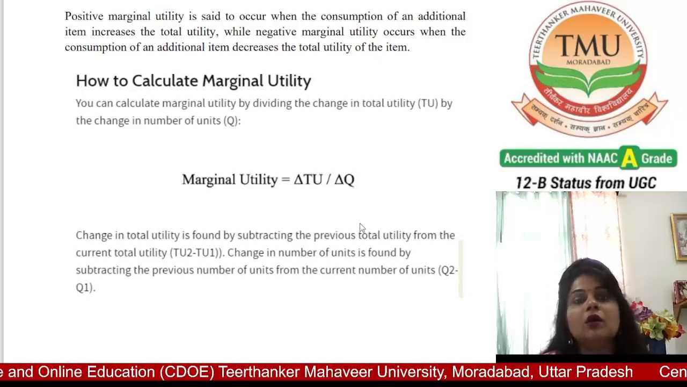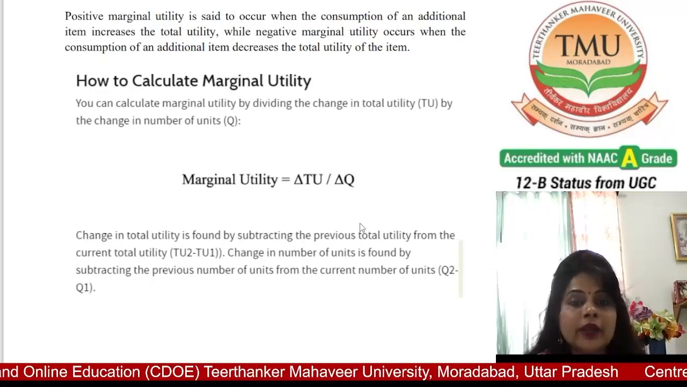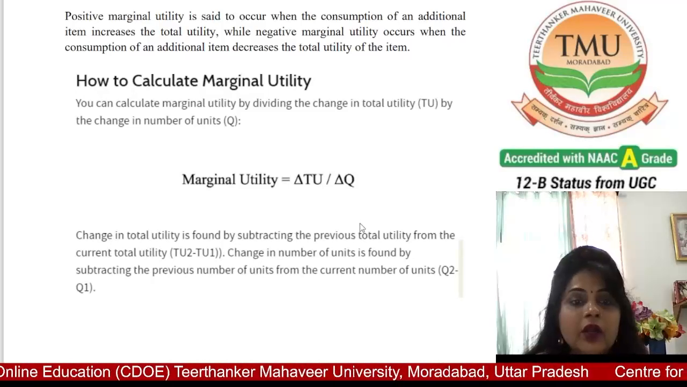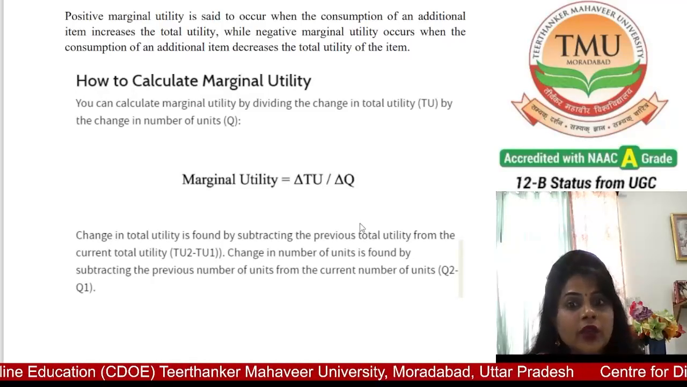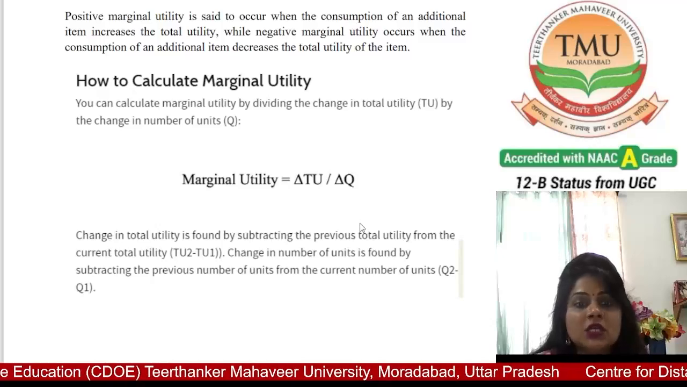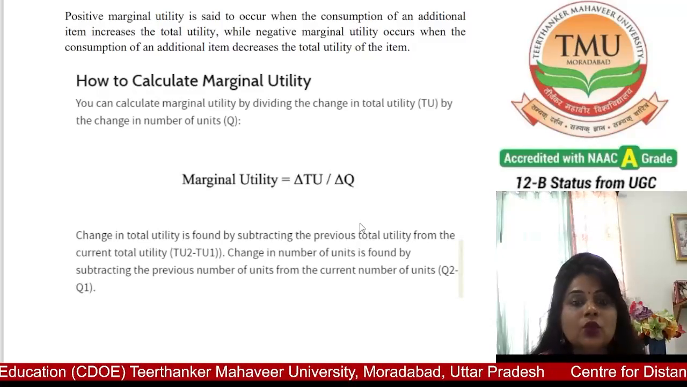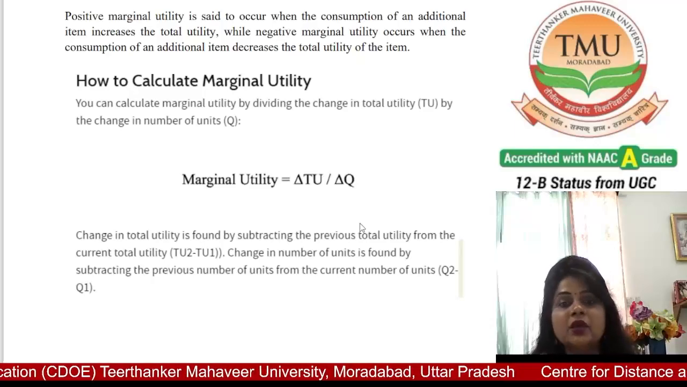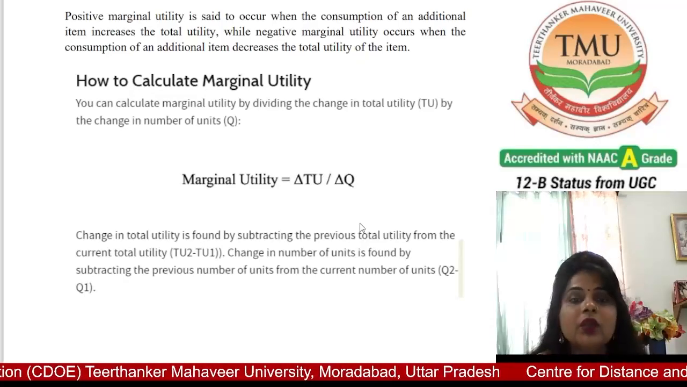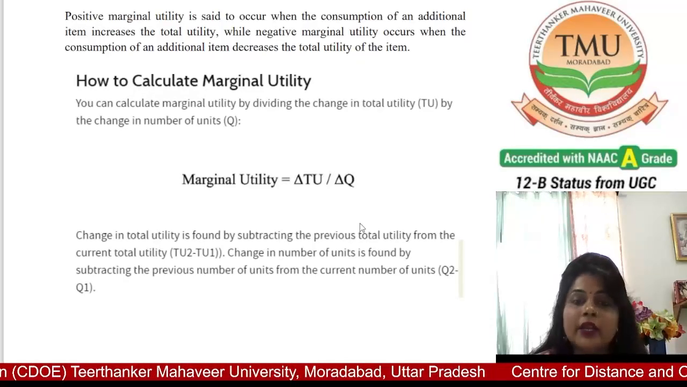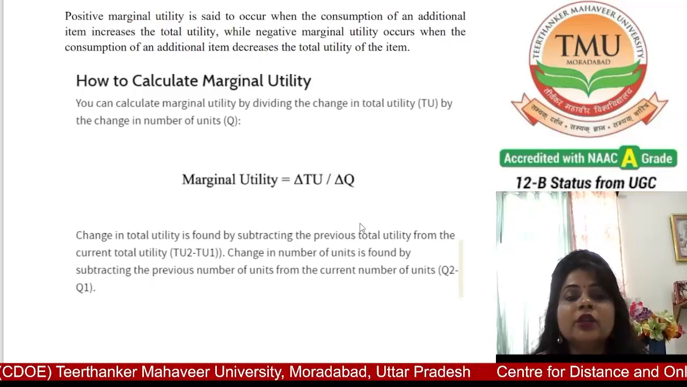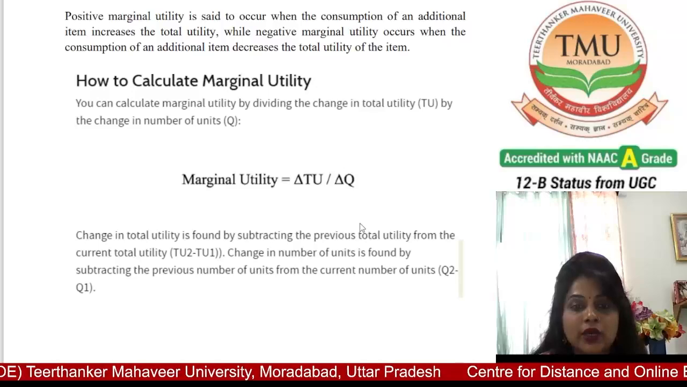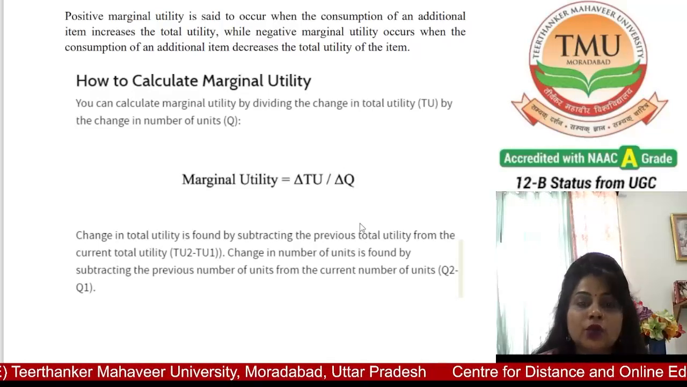Now, let me explain how to calculate marginal utility. You can calculate marginal utility by dividing the change in total utility by the change in number of units. In this formula, we can also explain it. Marginal utility equals delta TU over delta Q. The change in total utility is found by subtracting the previous total utility from the current total utility.